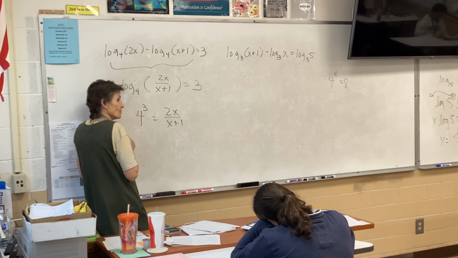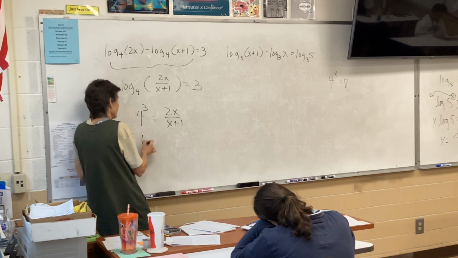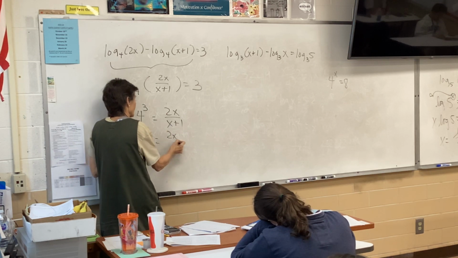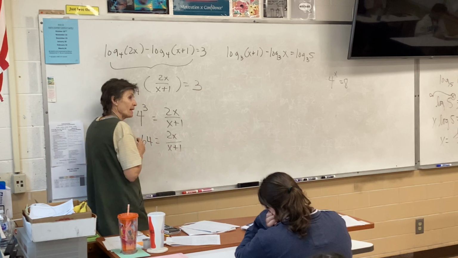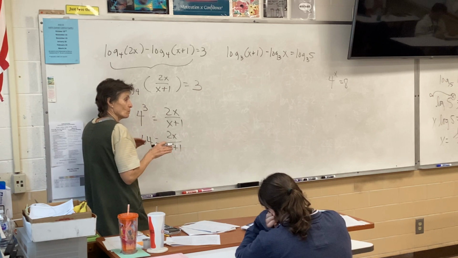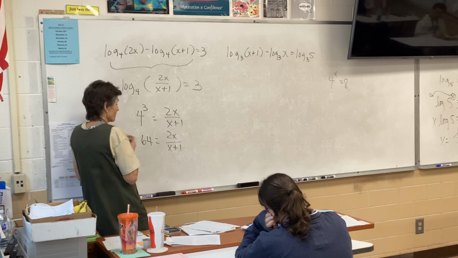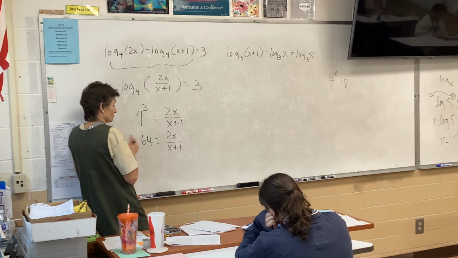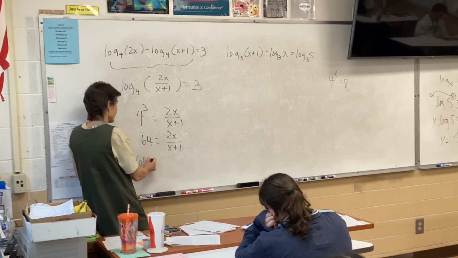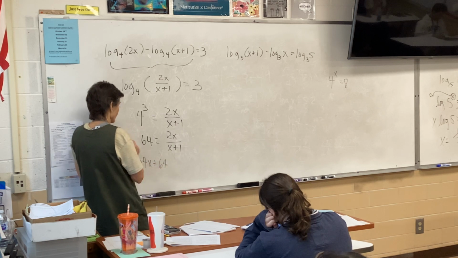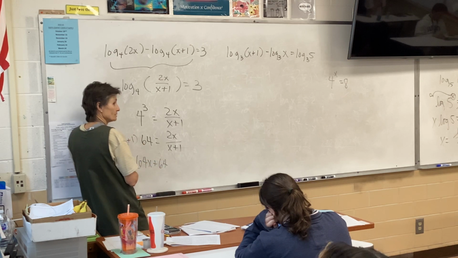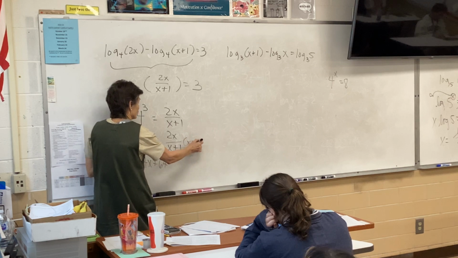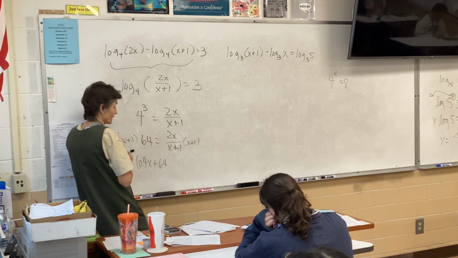4 to the 3rd is 64. I can figure that out if I don't have it memorized: 4 times 4 times 4. Now you have a regular little equation to solve, just like Algebra 1. What do we do first? Multiply, so 64x plus 64, bring in the x plus 1 over here, right? Equals 2x.